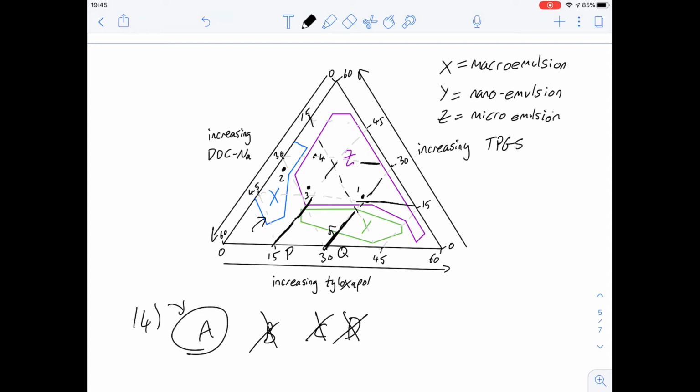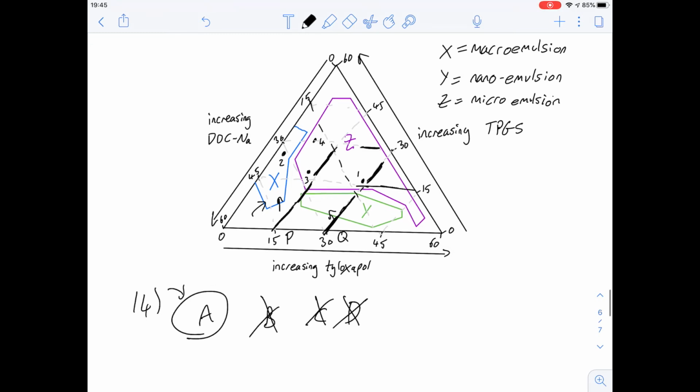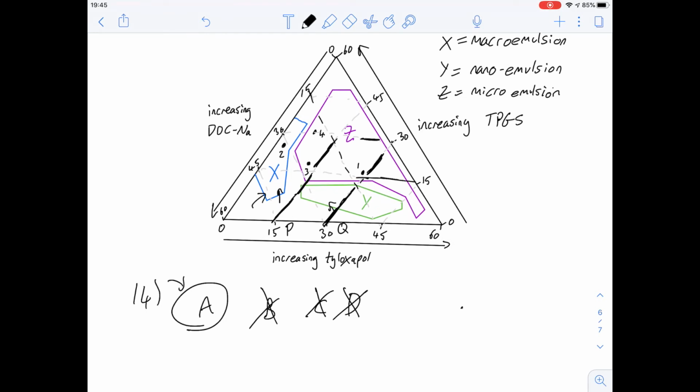C says both P and Q could be microemulsions, and that's true because there is a region there in Z where these lines both exist. So C could work, but just to rule it out, D says both P and Q could be macroemulsions, and that's not going to be the case, given that X region doesn't have the right concentrations. So if we were to go through them all, we would see that 15 must be C, just following those lines up and saying what regions they go into and being careful with the way the question's worded.